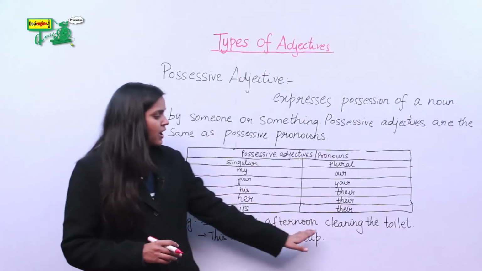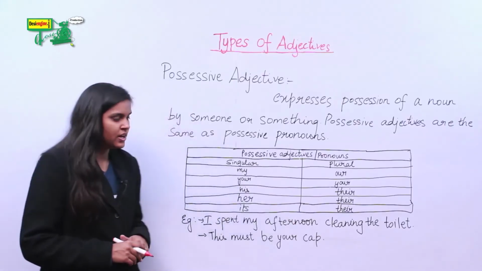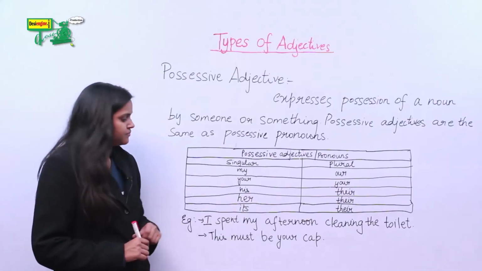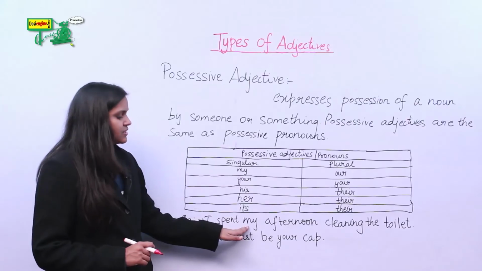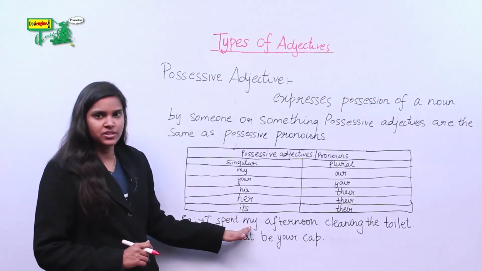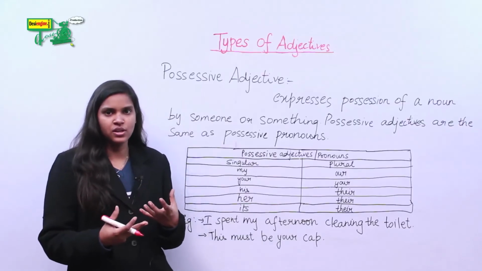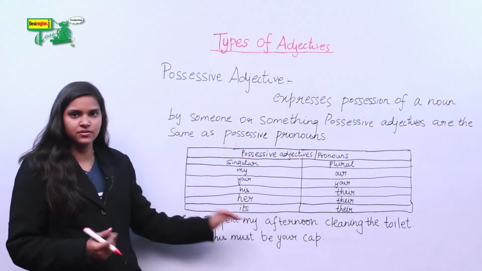I spent my afternoon cleaning the toilet. Here the noun is afternoon and there is a possessive adjective attached to it. When I say my afternoon, I am sort of owning up the afternoon, and that's why this is my possessive adjective.